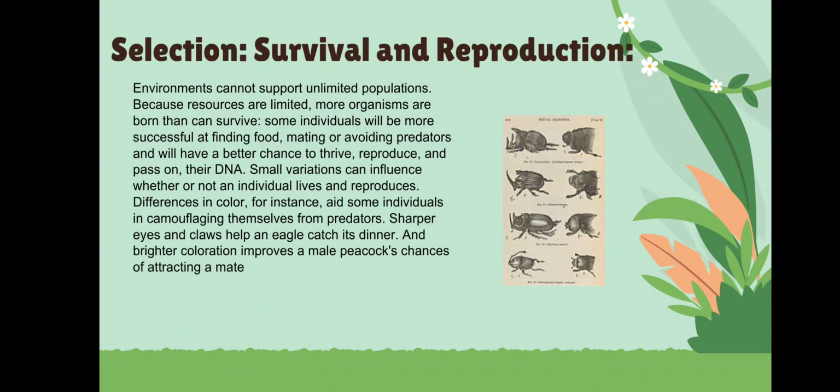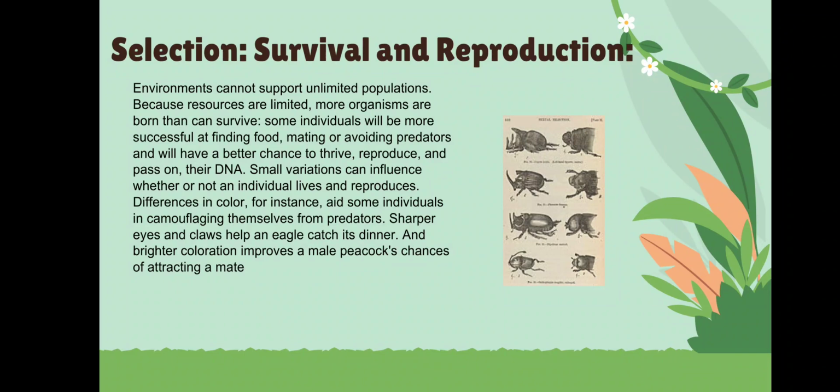Selection, survival, and reproduction. Environments cannot support unlimited populations because resources are limited. More organisms are born than can survive. Some individuals will be more successful at finding food, mating, or avoiding predators, and will have a better chance to thrive, reproduce, and pass on their DNA.